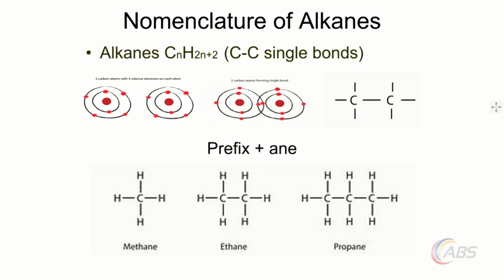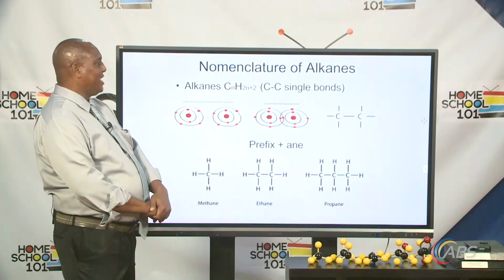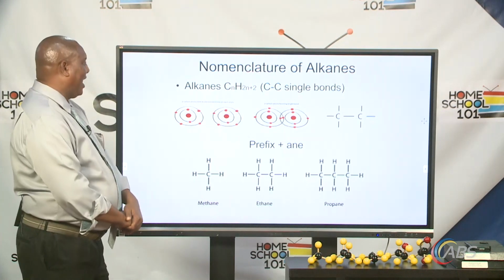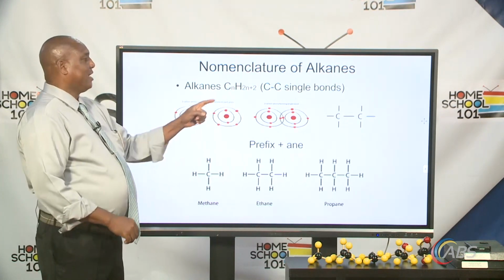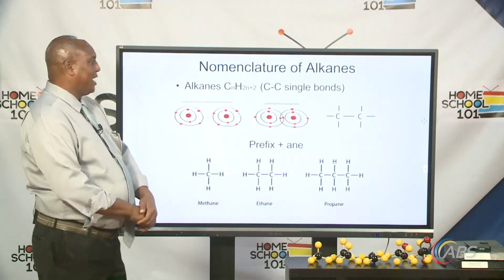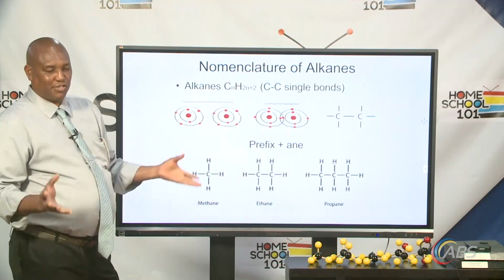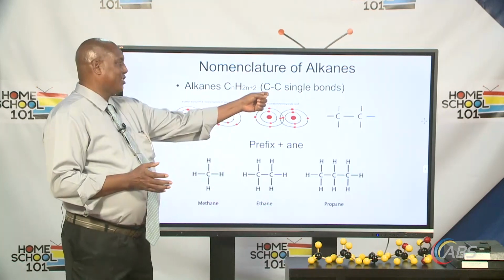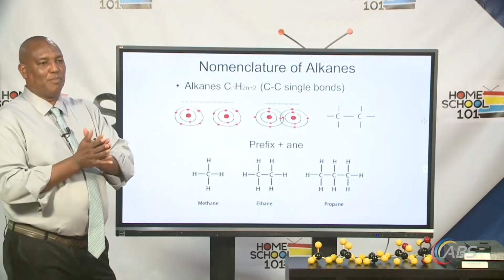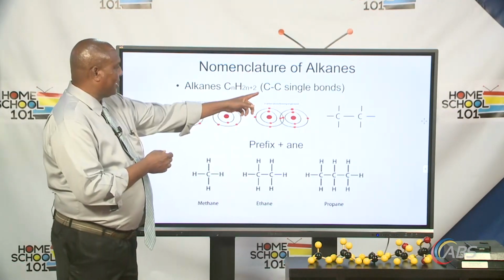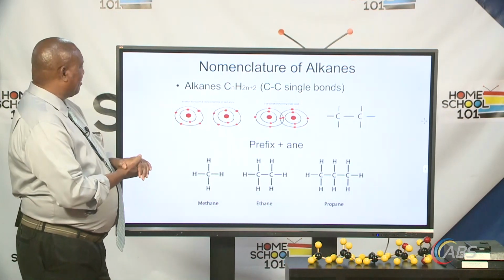So we'd like to continue now with the nomenclature of alkanes. And remember, we said nomenclature means name. So how do we name our alkanes? Now, alkanes, we said, would be CnH2n+2. And they all have carbon-carbon single bonds, so we say they are saturated compounds. They have the maximum number of hydrogen atoms they can accommodate in terms of bonding.